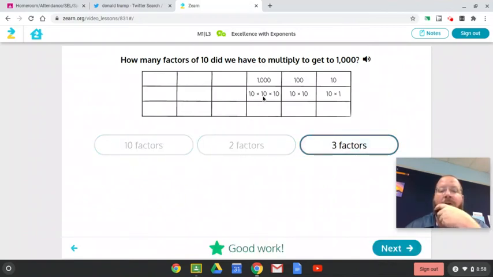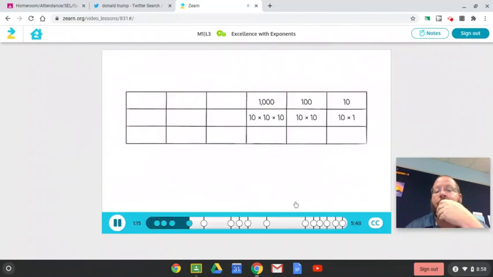They're saying 1, 2, 3 tens it took. We multiplied 3 factors of 10 to get 1,000. We can use an exponent to show how many times we use 10 as a factor. 1,000 equals 10 to the third power. 3 is the exponent, and it tells us how many times we use 10 as a factor. Now, express 100 using exponents.